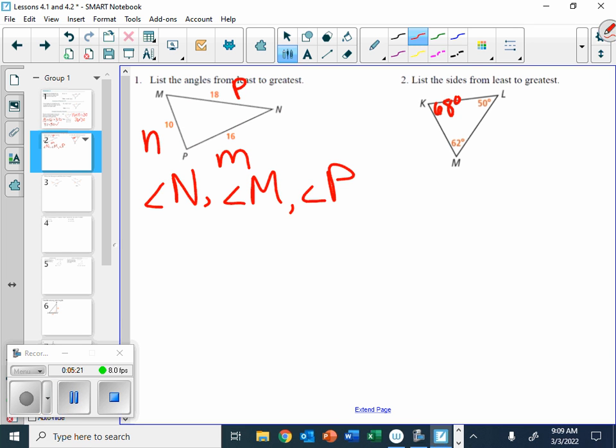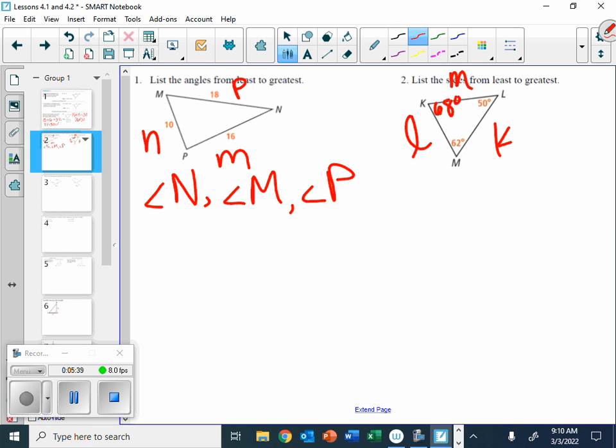KM. And the side across from it. Good. KM. Okay, that is across from angle L. Alright, this side right here, that can be M or K. K, good. And then that means this side is M. Good.